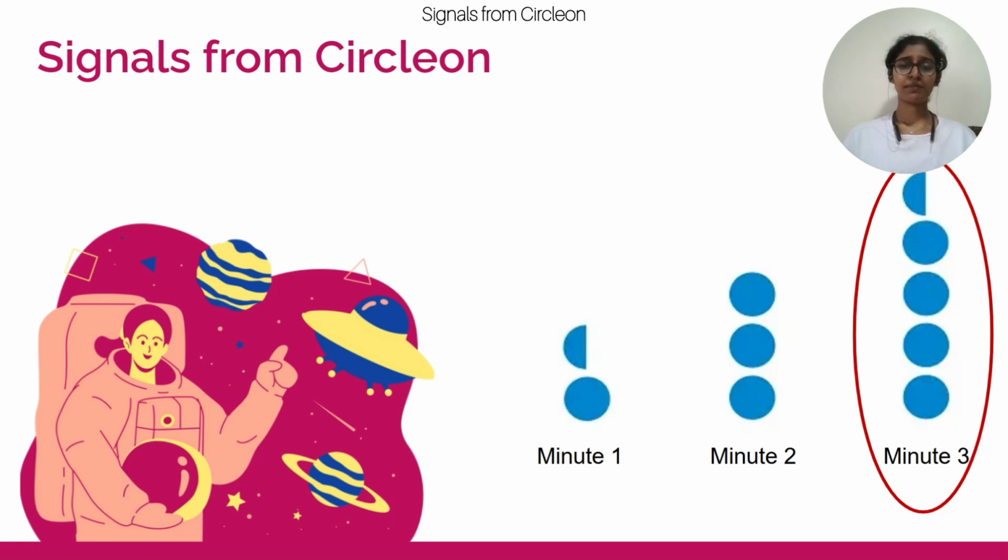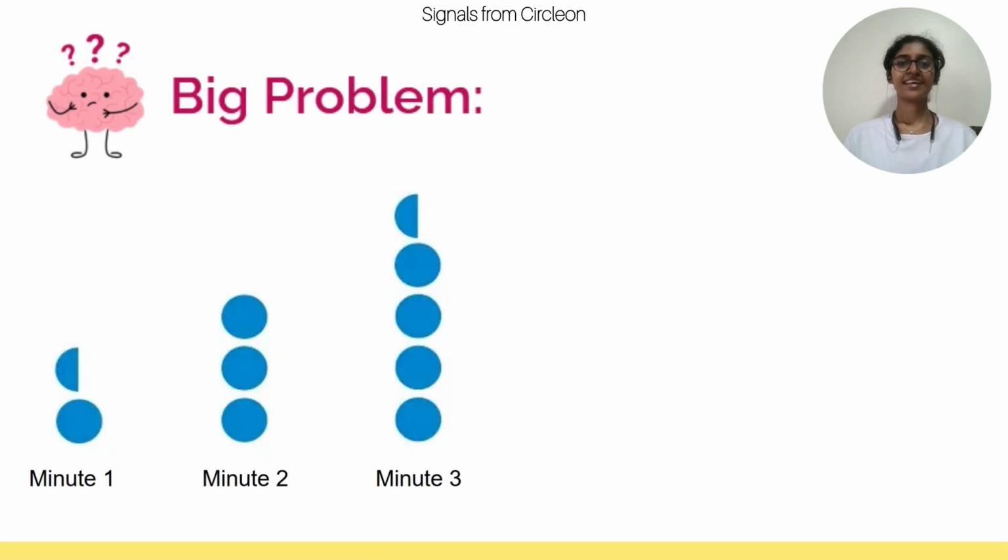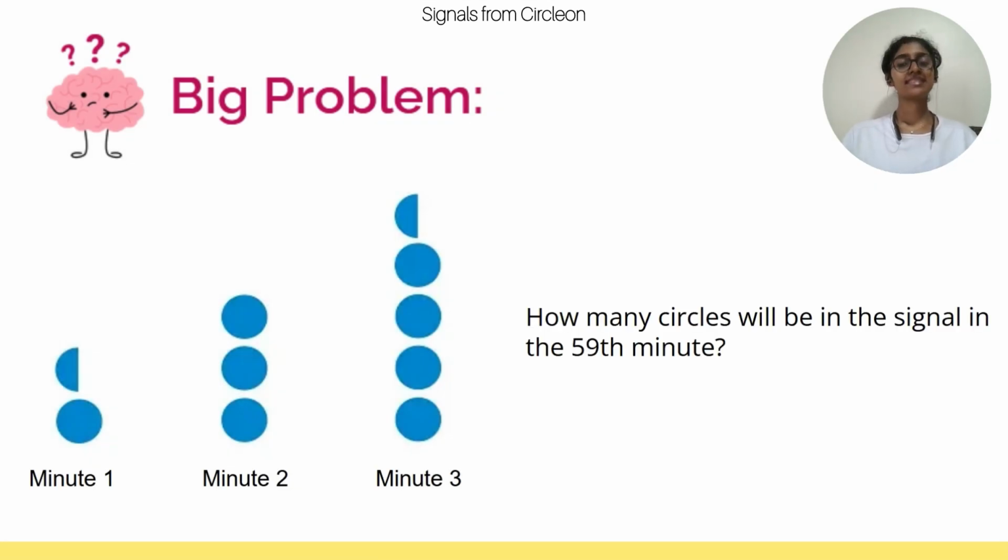Now, let's see what is the big problem that we have here. How many circles will be in the signal in the 59th minute? So, this is the big problem that we have. And now we'll move into the agenda.